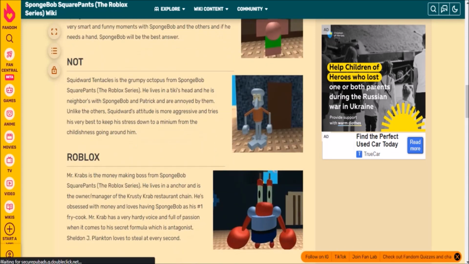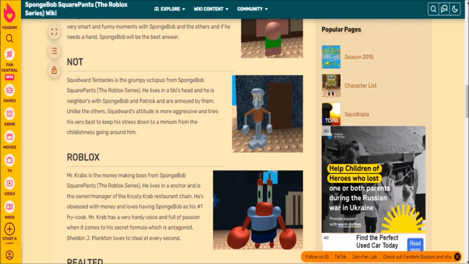All right, Squidward. Squidward Tentacles is the grumpy octopus from SpongeBob SquarePants Roblox series. He lives in a tiki's head, and he is neighbors with SpongeBob and Patrick, and is annoyed by them.